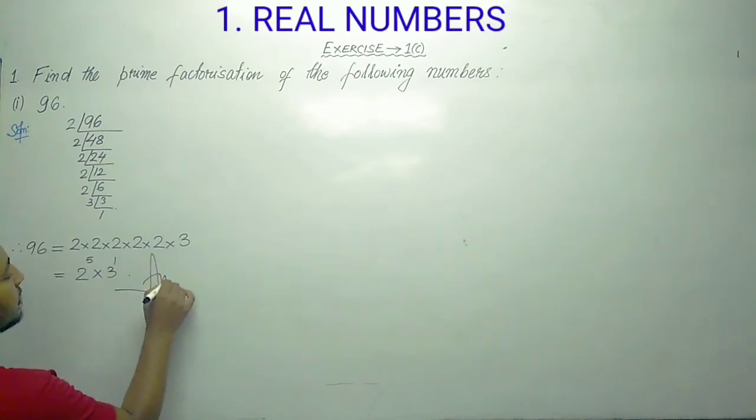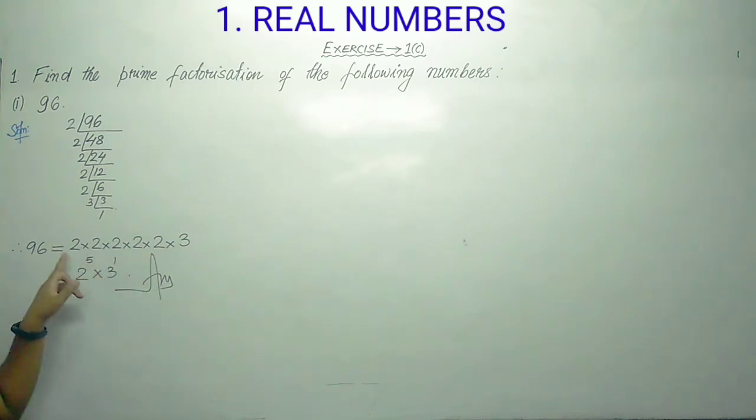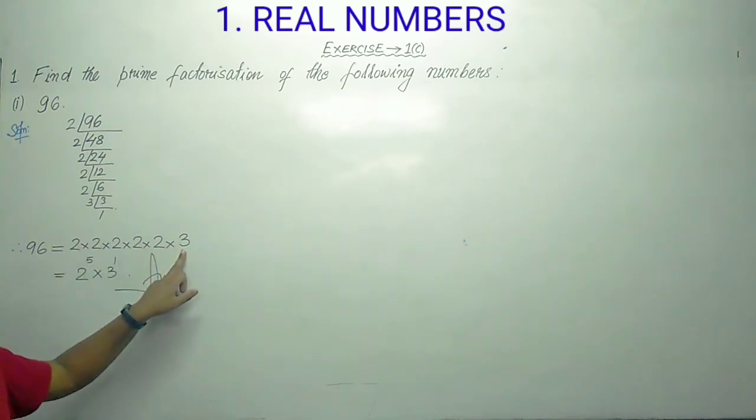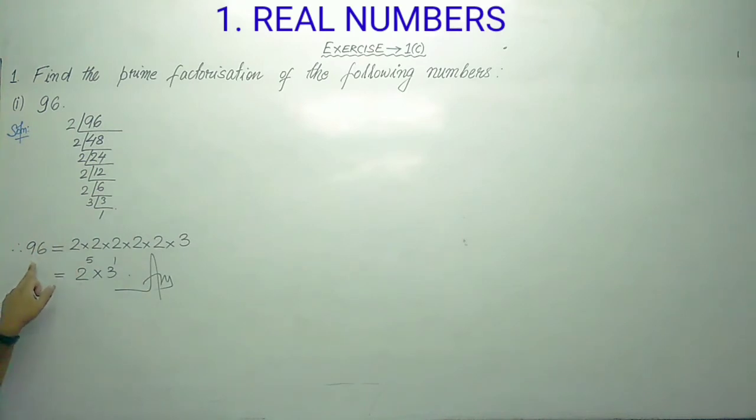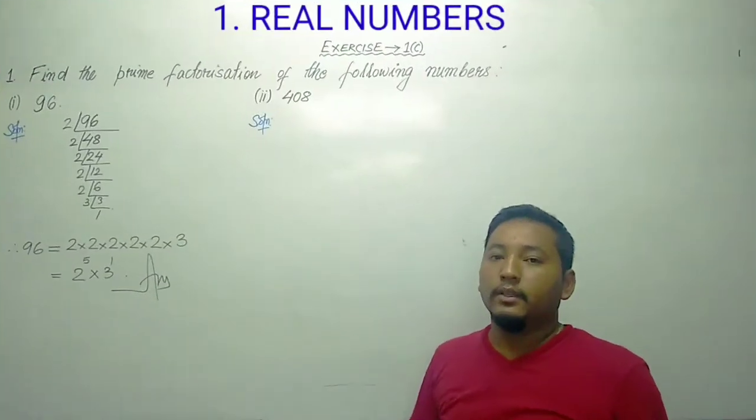That is our answer. But this is called a product of prime factors. See, 2 is also a prime number, 3 is also a prime number. So you are expressing 96 in the form of 2 and 3, which are primes. Now let us go for the next question.